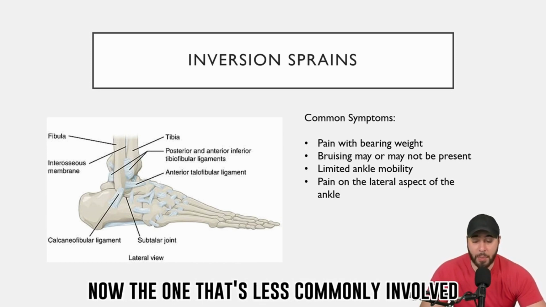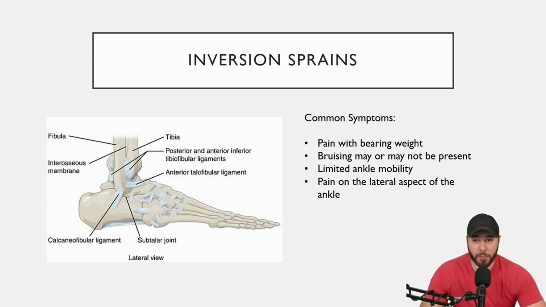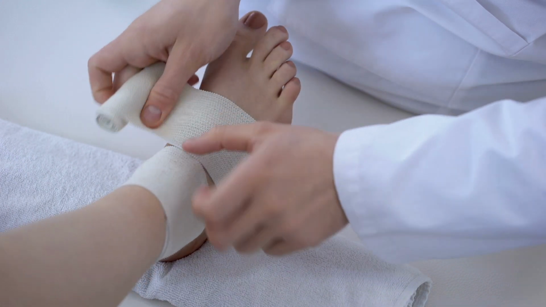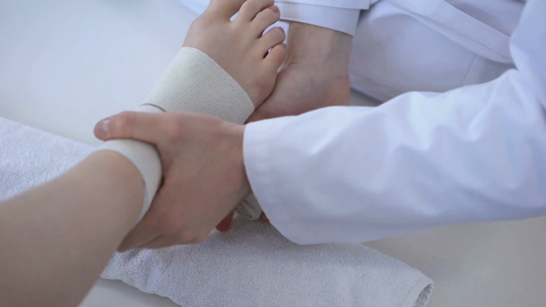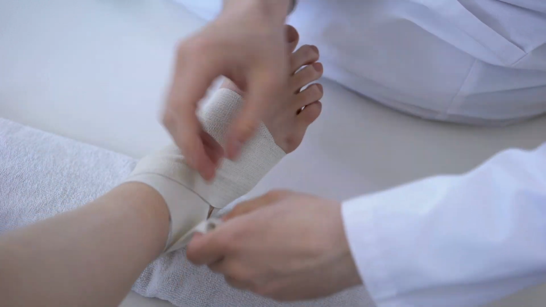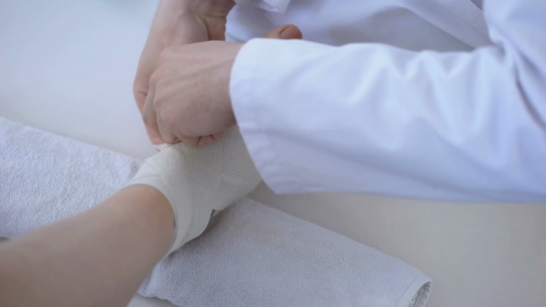Now the one that's less commonly involved is the posterior talofibular ligament. These tend to be a little bit stronger. You can see that the bands are a little wider, and that it's not in an area that you would roll easily or hurt easily if you did roll your ankle.